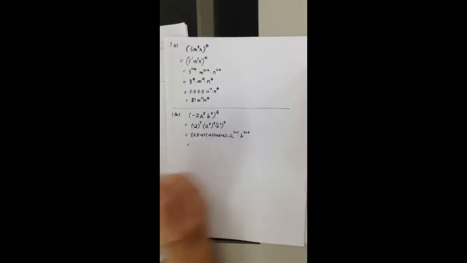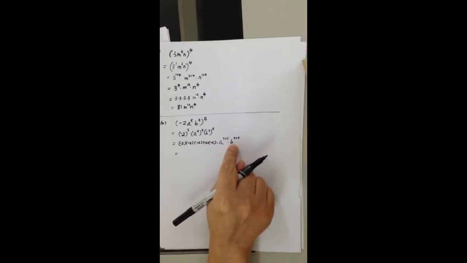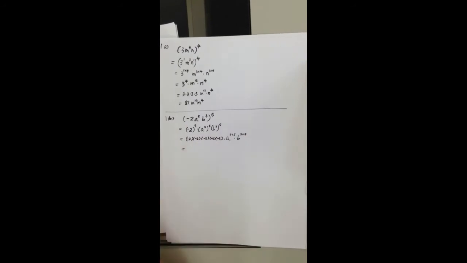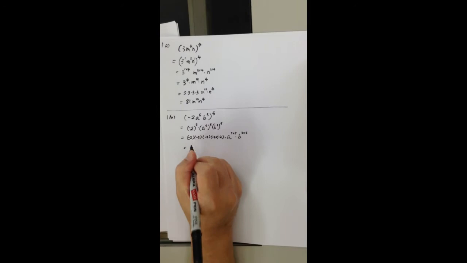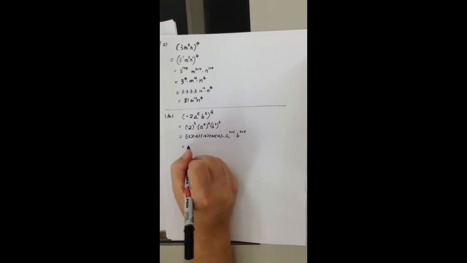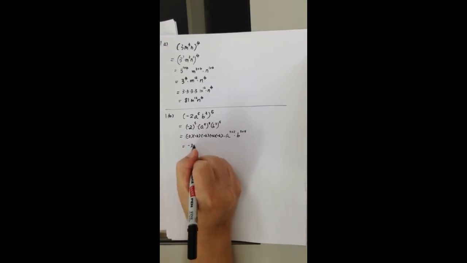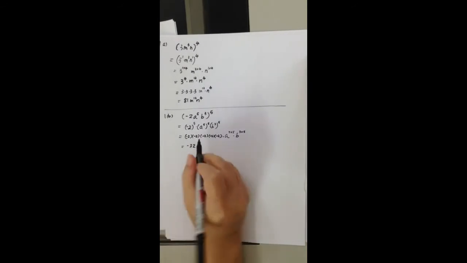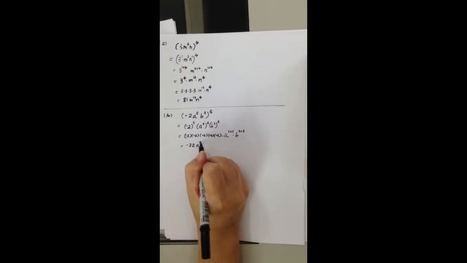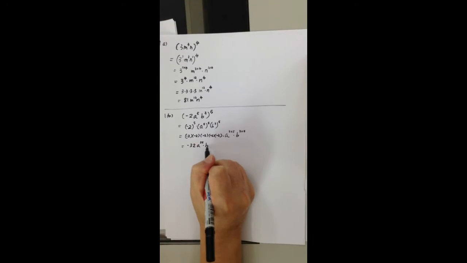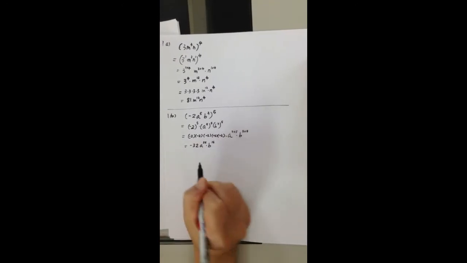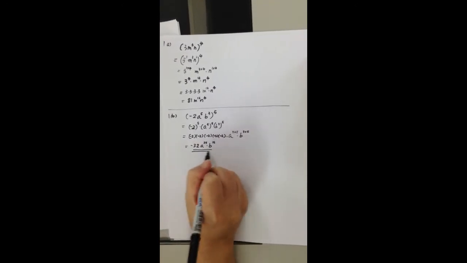Okay, now we have finished all the letters, but how about the numbers? Negative 2 to the power 5. Without using the calculator, you can find it out. It is negative 32, and then a to the power 25, and then b to the power 15. And that is the final answer. Okay?